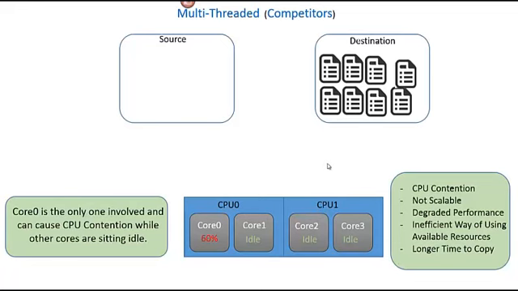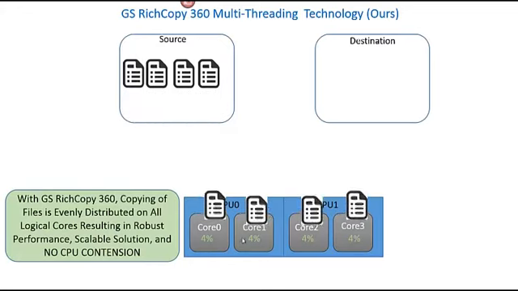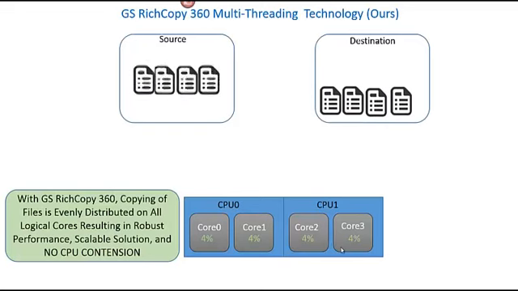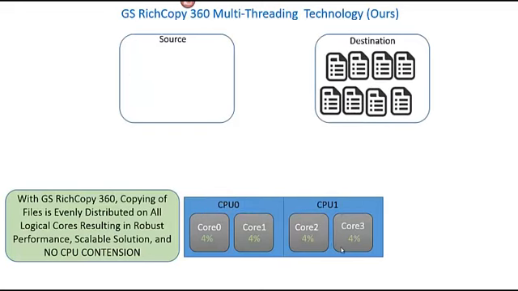Now, let's go ahead and look at what GS RichCopy 360 multi-threading technology looks like. We've got the same exact example. We've got 4 cores total, and we're going to do also 4 threads. When we start copying, each core is going to get a file to copy, so the jobs are evenly distributed on all logical cores. This of course results in robust performance, it's a scalable solution, and there is no CPU contention whatsoever.